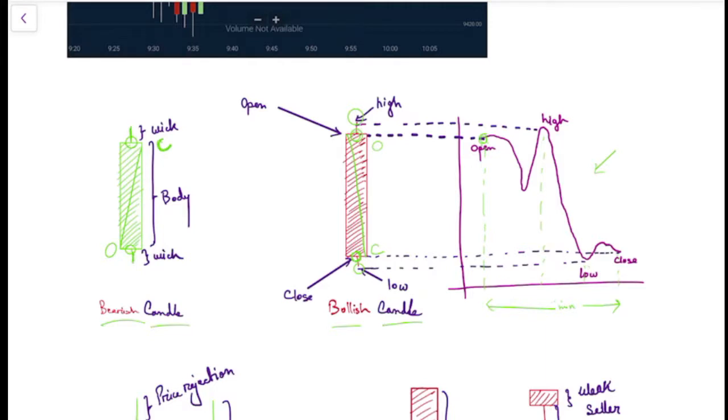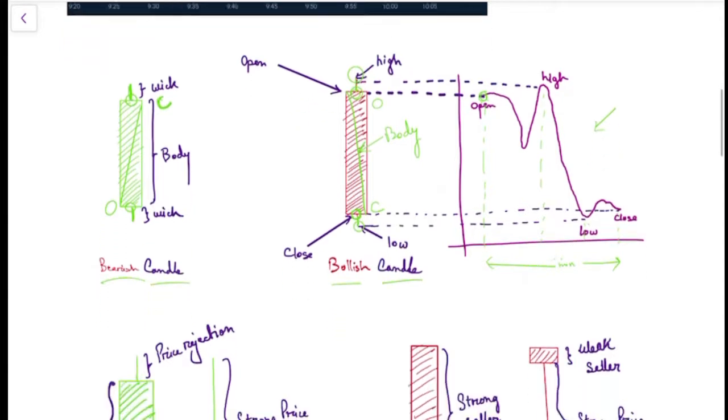You can have two wicks in a candle, or a single one, according to the market. So these thin parts are known as the wick, and the fat part is known as the body. So this is the body, and this is the small thin part, the wick.